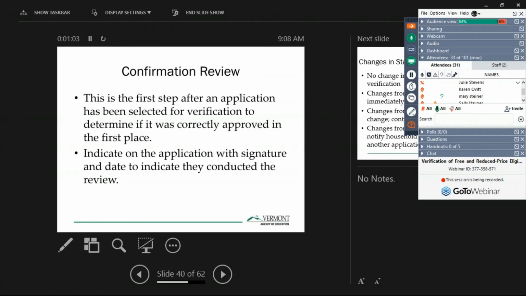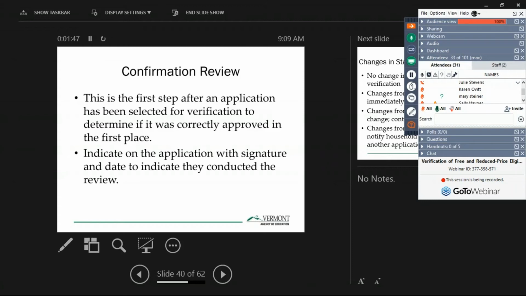Okay, so we talked about the confirmation official, and now we're going to talk about what they do. Once you have pulled your applications for your sample size, so if you need to pull 3 applications, you pull them from your error-prone applications, and you luckily had enough error-prone applications to pull from, so all 3 are error-prone. The next step is to have that person who isn't your initial approving official look at that application to see whether or not it was approved correctly in the first place. Like, yep, I'm checking off that this is actually a free application. Yep, I'm checking off it's actually a reduced application.